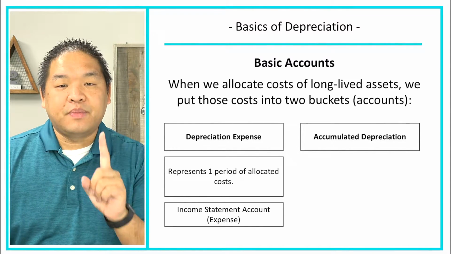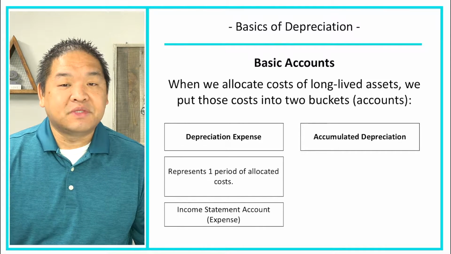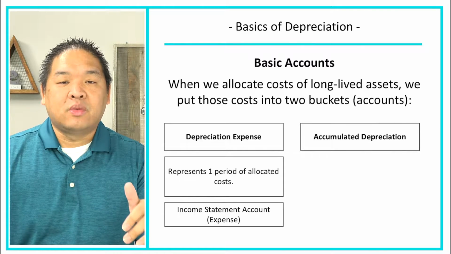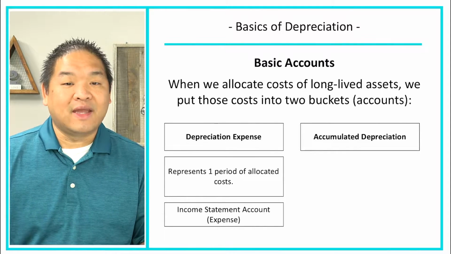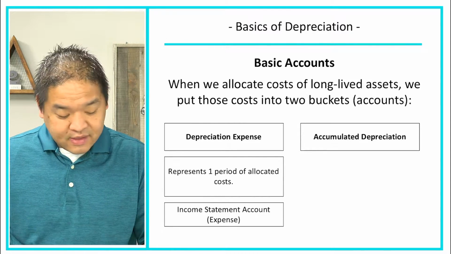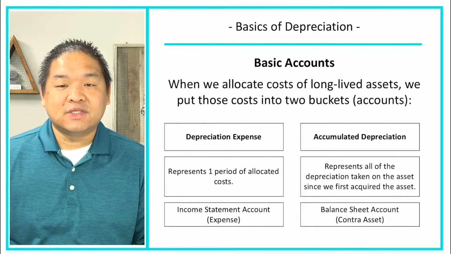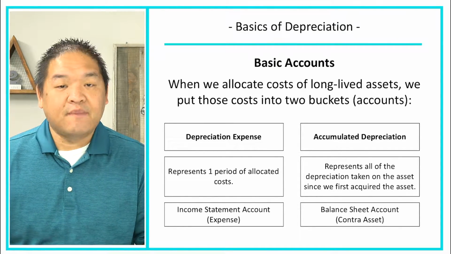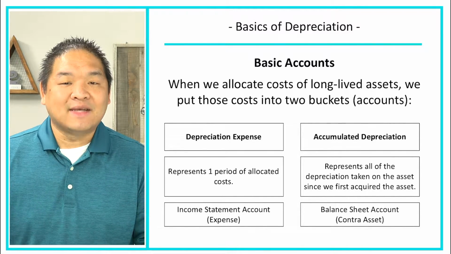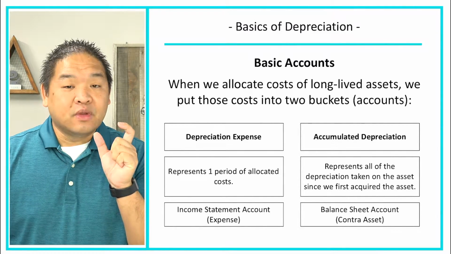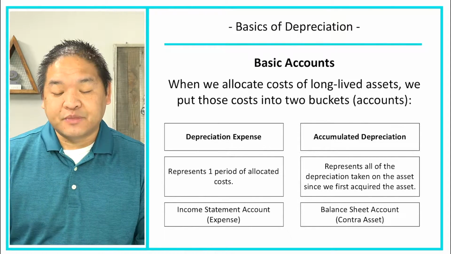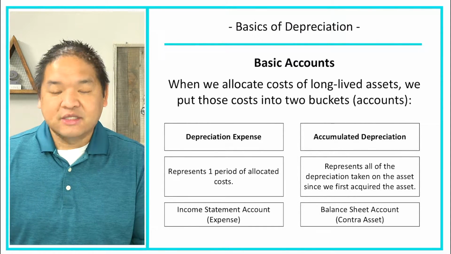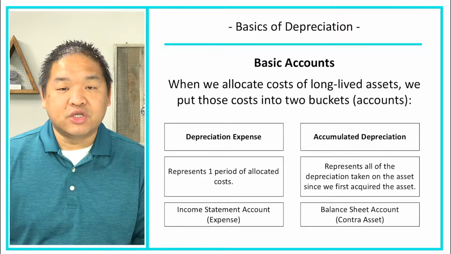Depreciation expense represents 1 period of allocated cost. This is an income statement account. It's an expense. So we'll hit the depreciation expense when we move $6,000 into our income statement for the year. Then our accumulated depreciation represents all of the depreciation taken on the asset since we first acquired the asset. This is a balance sheet account, and this is a contra asset. It is contra to the actual long-lived asset that we are depreciating. So we'll talk more about that later on as we show you what it looks like on the balance sheet, but the accumulated depreciation is our offset to our depreciation expense.